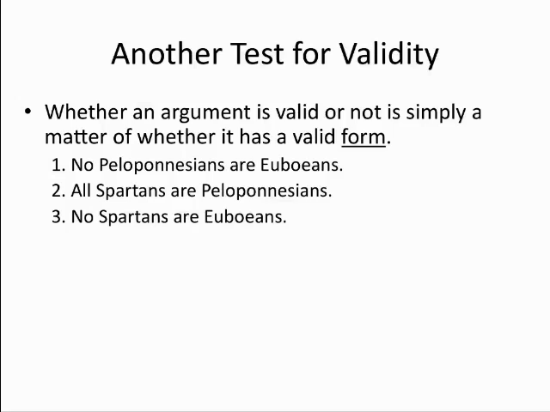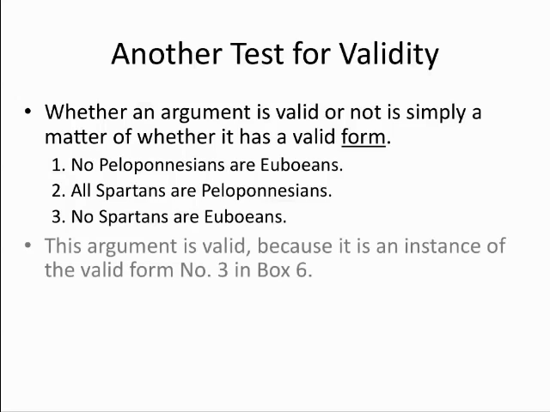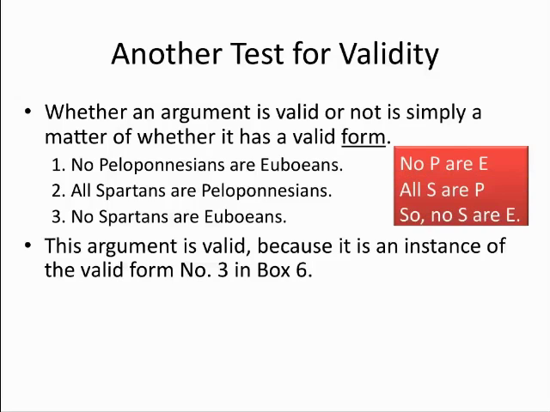Look at this argument. No Peloponnesians are Euboeans. Second premise, all Spartans are Peloponnesians. Conclusion, therefore, no Spartans are Euboeans. In this syllogistic argument, we can extrapolate the form. Namely, no P are E, all S are P, so no S are E.